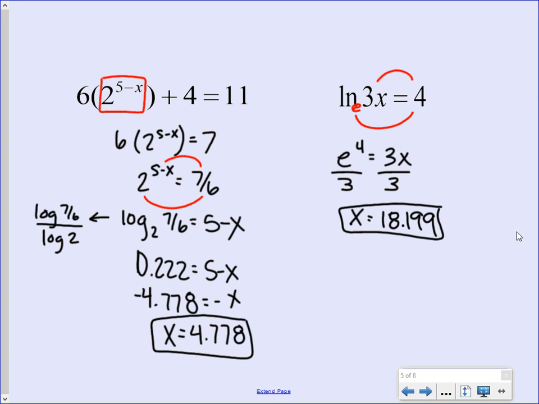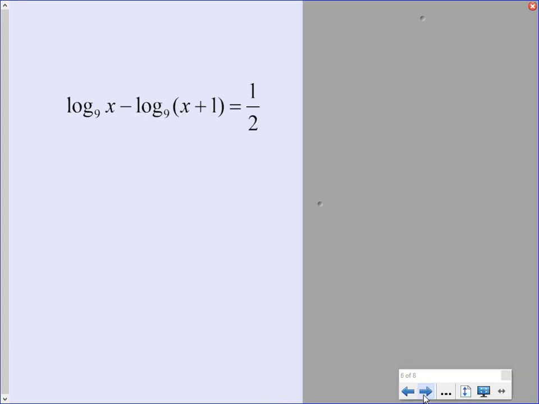Okay, you guys are doing very well. Let's try log base 9 of x minus log base 9 of x plus 1 equals 1/2.